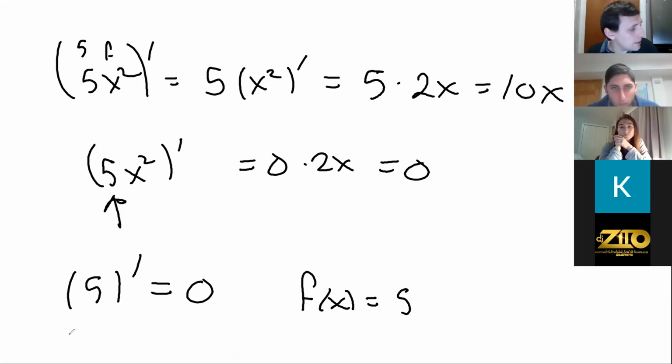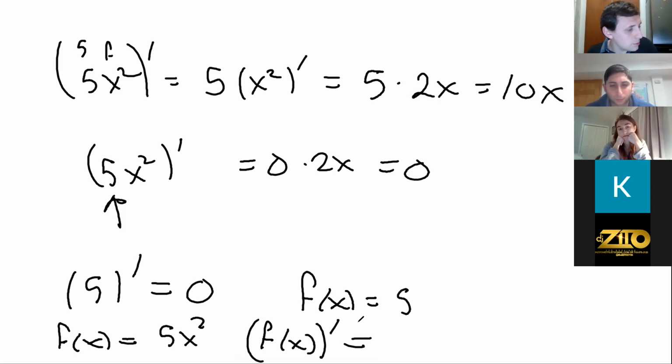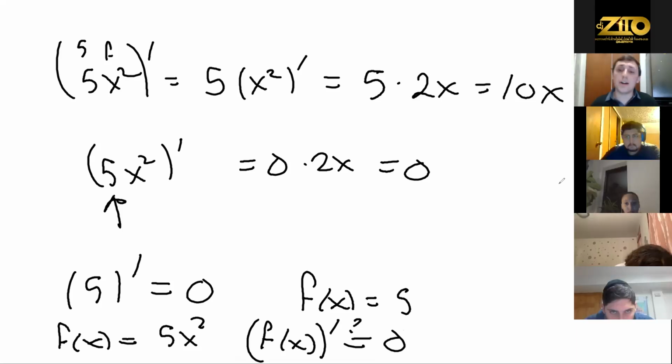Now, if I said f of x equal to 5x squared, could the derivative of that be 0? No, it could not be 0 because the function is not a line to begin with, and definitely not a horizontal line. 5x squared is a parabola, you can see it climbing up. So there should not be any confusion.